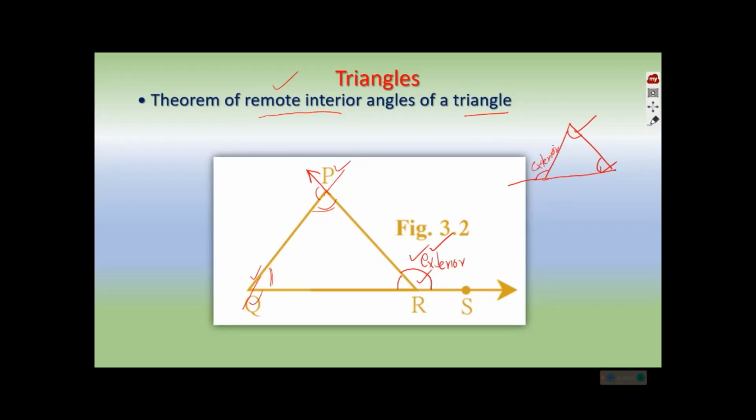So exterior angles are those angles which are formed on extension of the side, and remote interior angles are those angles which are not close to it. And these are a set of angles. This theorem is about the relationship between the remote interior angle and the exterior angle. Let me erase this.